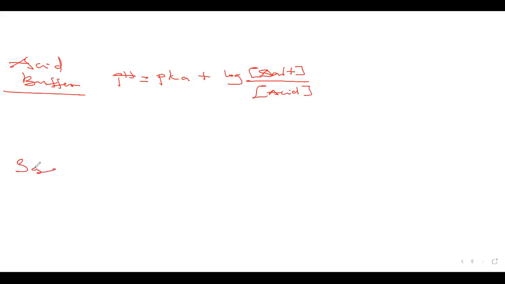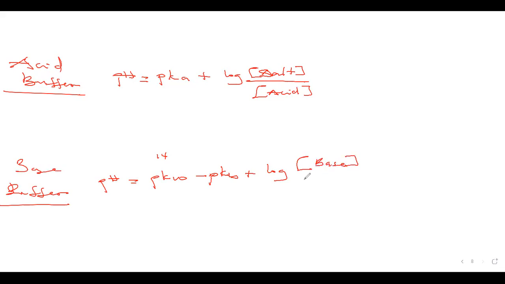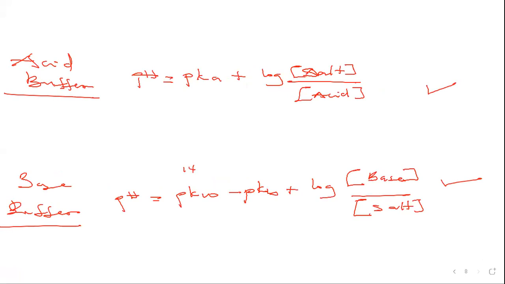And for a base buffer, our pH will now be equal to pKw, or better still, we can write 14, minus pKb, plus the log of, this time around, it turns around, becomes base over the salt. So these are the two equations that you have to have at the back of your mind for calculating the pH of a buffer solution.